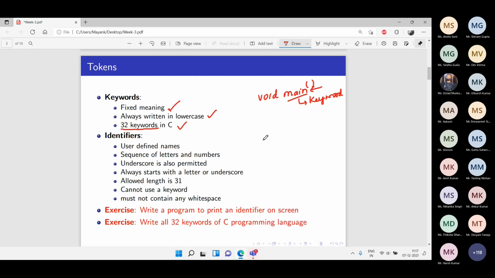Sir, for the second question, can we use MS Word? No, it should be handwritten. Okay, sir.